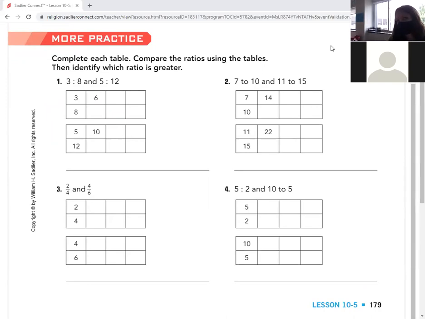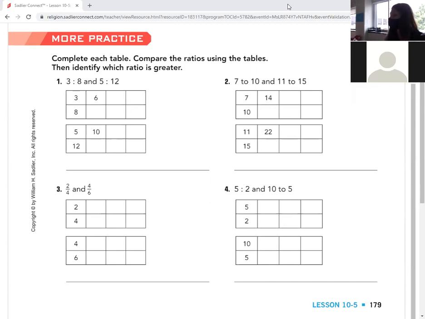Now for the rest of the class period, we're having our last phase 5 work time. But you also have 179 here to do for me. A couple of ratio tables, and you're comparing the value between those two ratio tables. So find a common denominator essentially, just like we did here. All right, so off you go.